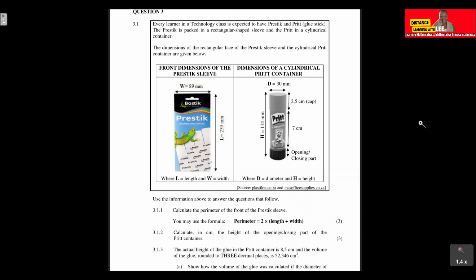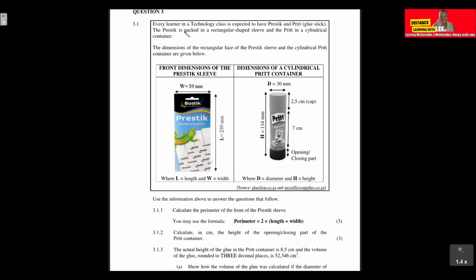All right, so let's have a look at question 3.1. Like I mentioned, question 3.1 is measurements. We're going to be calculating perimeter, calculating volume, converting from millimeters to centimeters, and also calculating density. Okay, let's have a look.